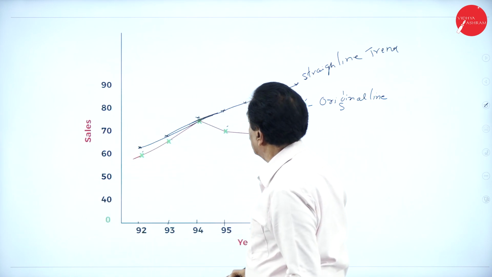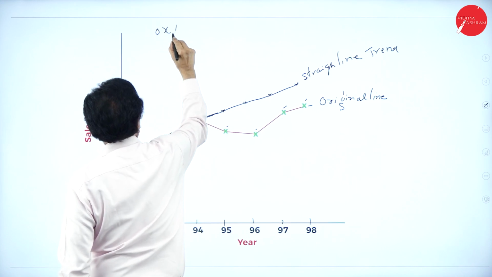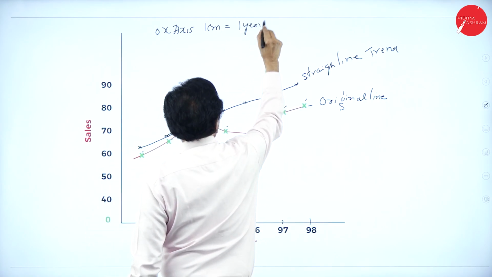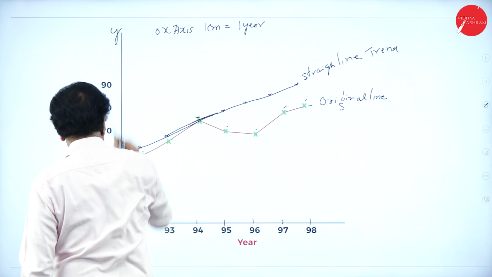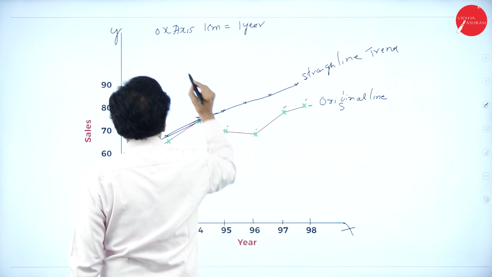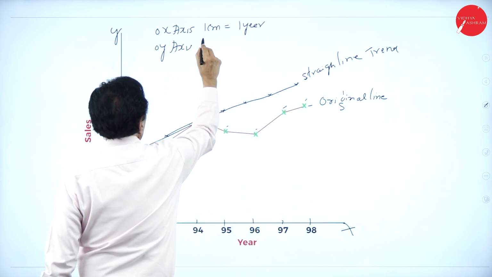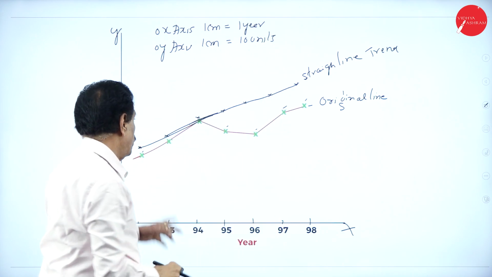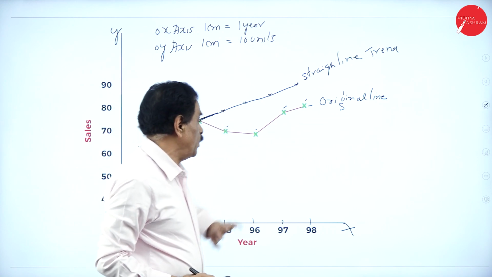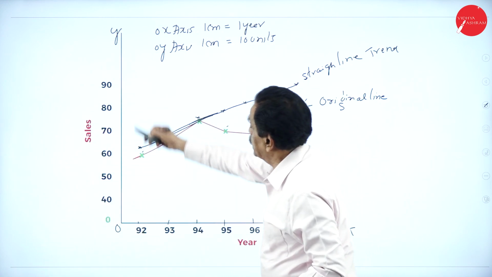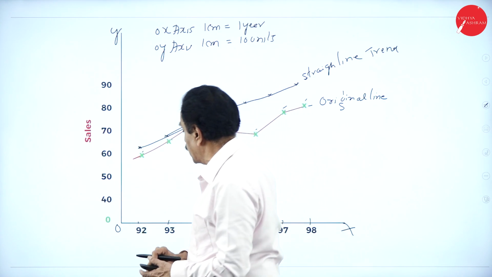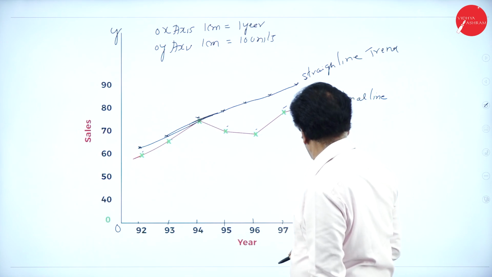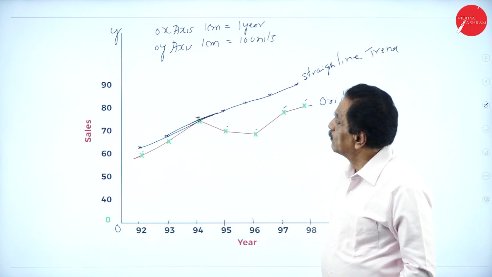So here on the OX axis, 1 centimeter is equal to 1 year. On the OY axis, 1 centimeter is equal to 10 units. So roughly I put this straight line trend. This is the original value. Year has been mentioned here, then sales has been mentioned here. Here I took from 40. This is called the false line, we say. So maximum is 90. This is the straight line trend, and this is the original line. Hope you understand this. We'll move on to the next one.